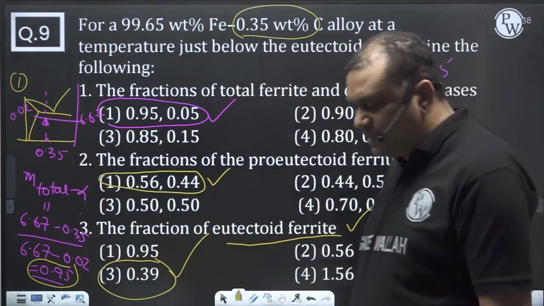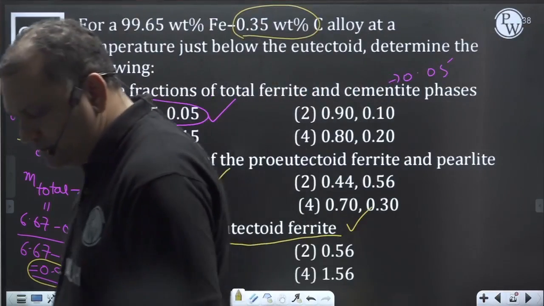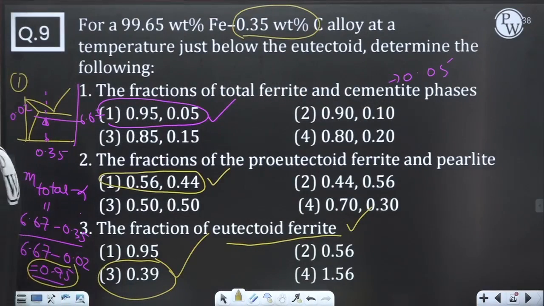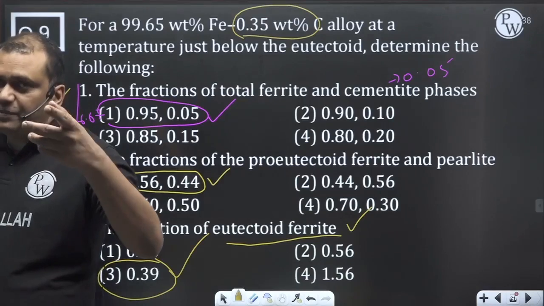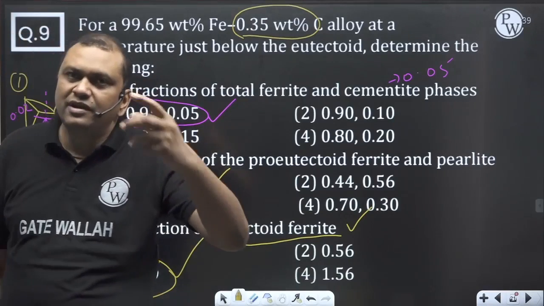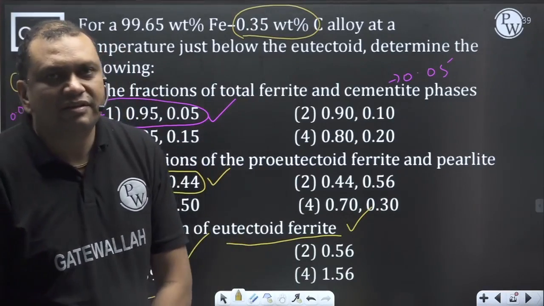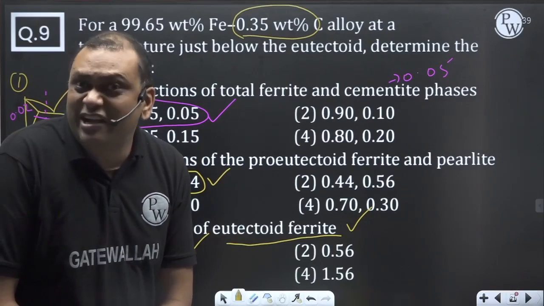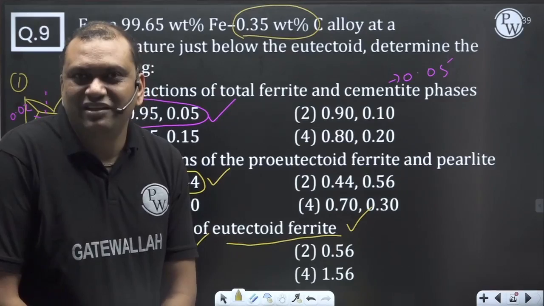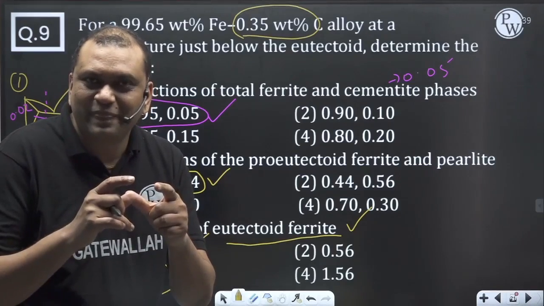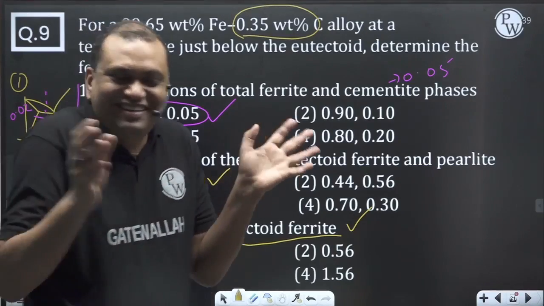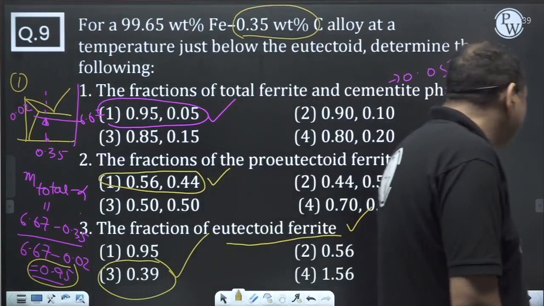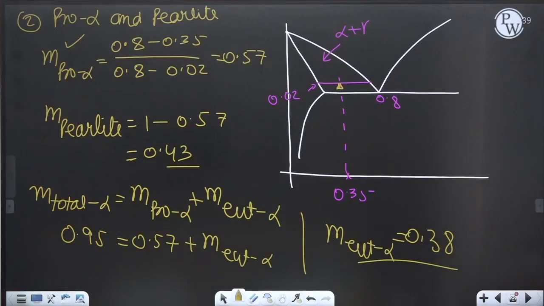You know why there is a slight variation? Because the composition and temperature, as I told you before, slightly vary from one book to another book. So you should not worry too much about this, and this is the solution.